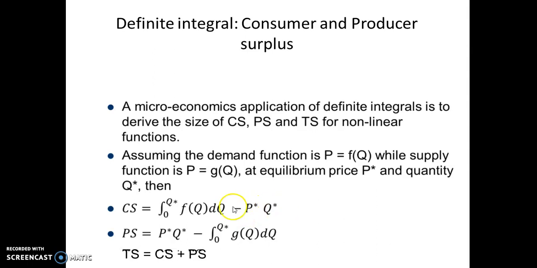And then your producer surplus is going to be equal to the product of your equilibrium price and equilibrium quantity minus the definite integral of your supply function G of Q with respect to Q between the limits of Q equal to 0 and Q equal to Q star, which is the quantity at equilibrium. And once you have your consumer and producer surplus, your total surplus is just the summation of those two.